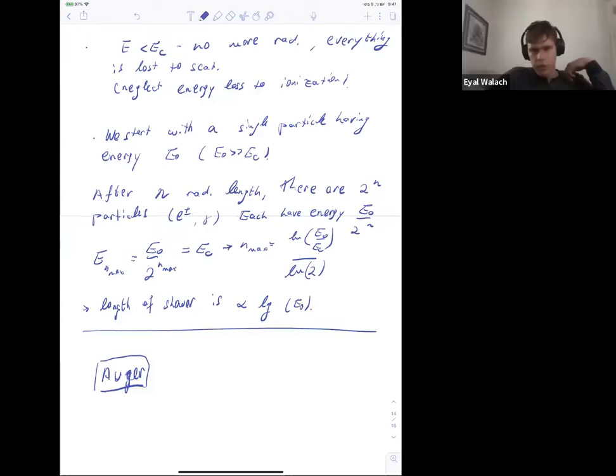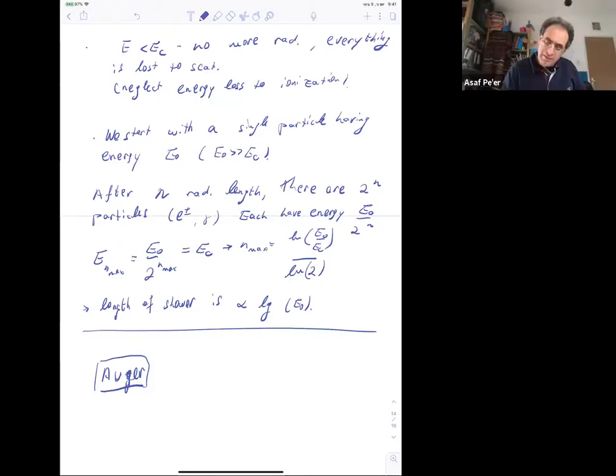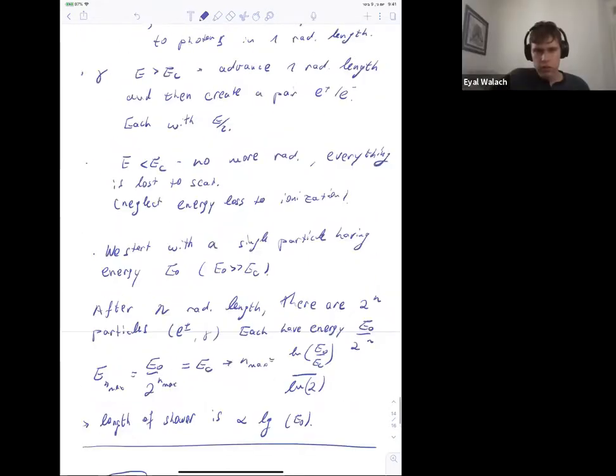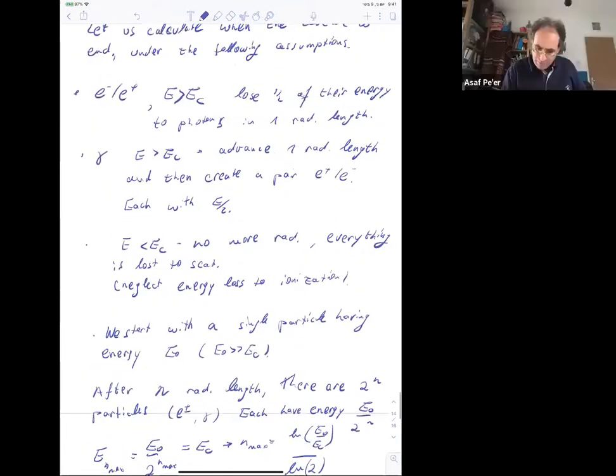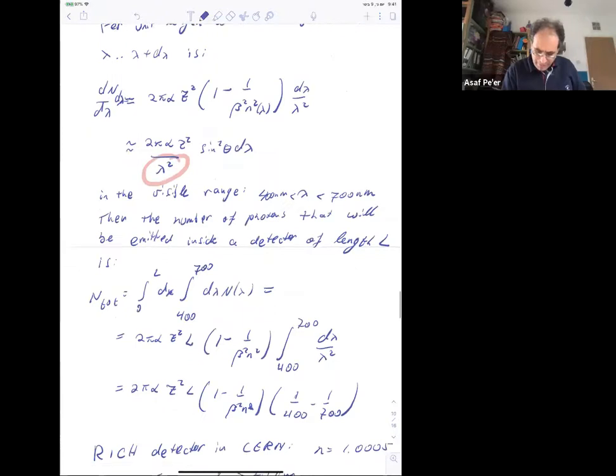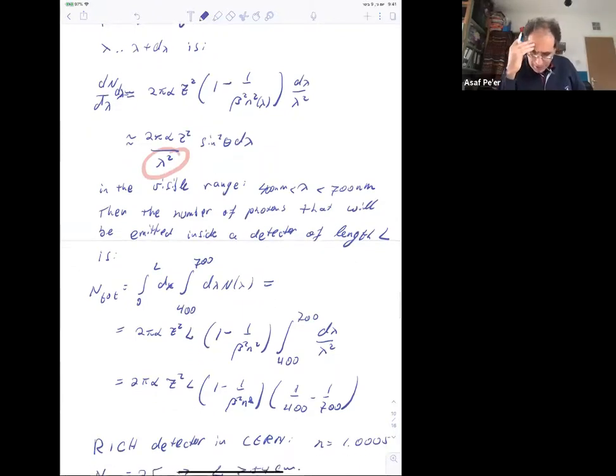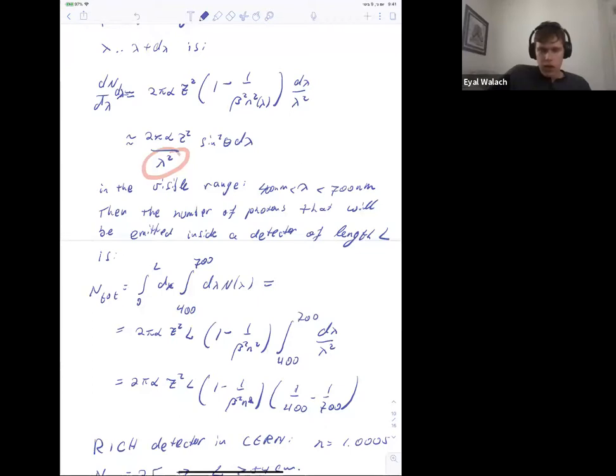I have a question about the Bremsstrahlung radiation. The formula you had with the 1 over lambda squared. Is this a classical result? No, you have alpha here. It's the fine structure constant, so it cannot be classical. Because it seems to diverge as lambda goes to 0. That's true.